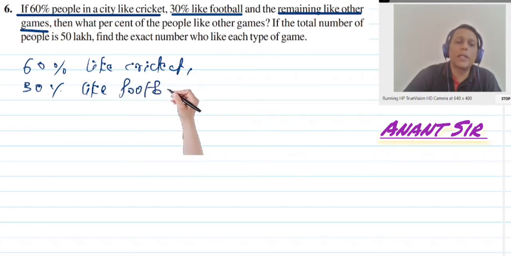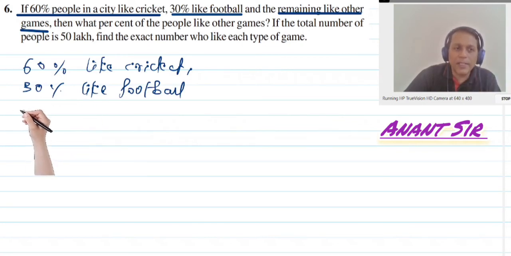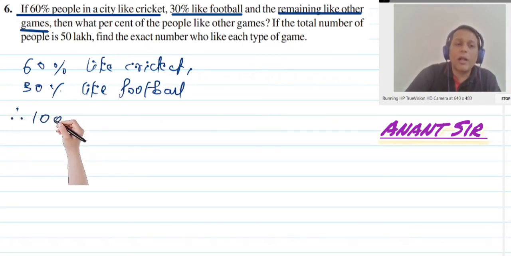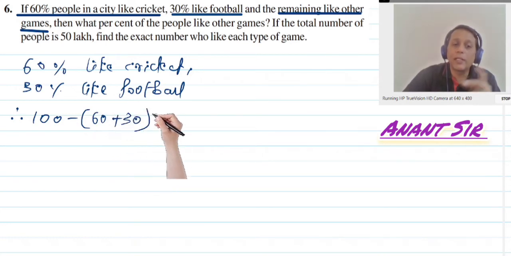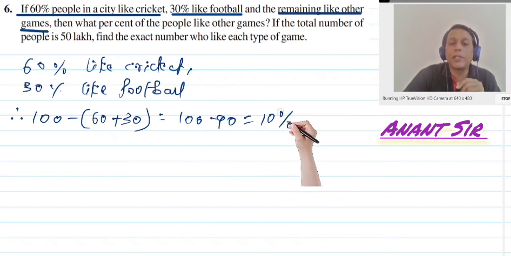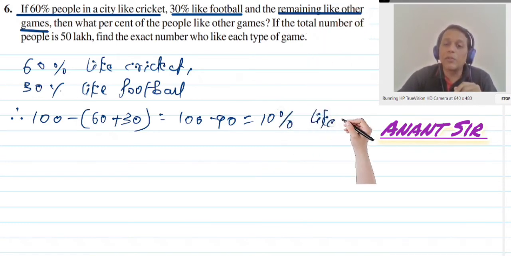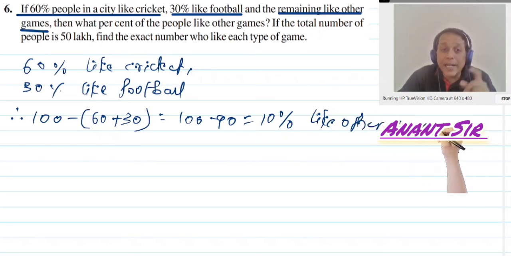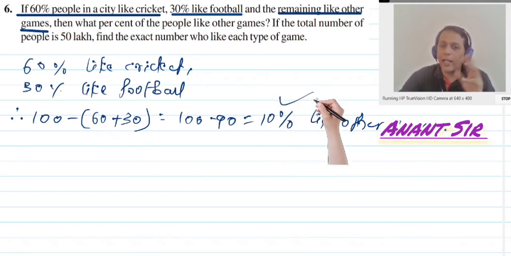60% like cricket, 30% like football. So how many percent is it? 60% and 30% in all? It's 90%. So therefore 100 minus 90%, that is we are subtracting this 60 plus 30. That is 100 minus 90, that is 10% like other games. Okay, so first question is done. What percent of the people like other games? We have found the answer, 10%.